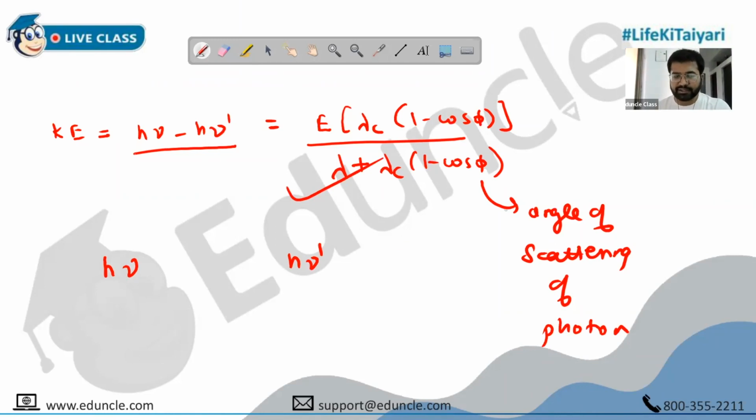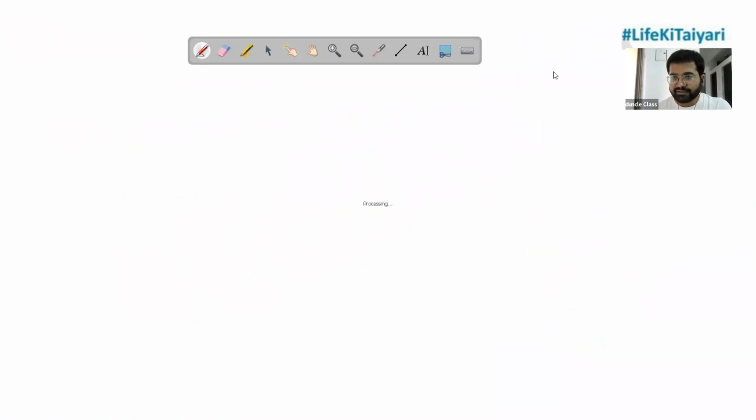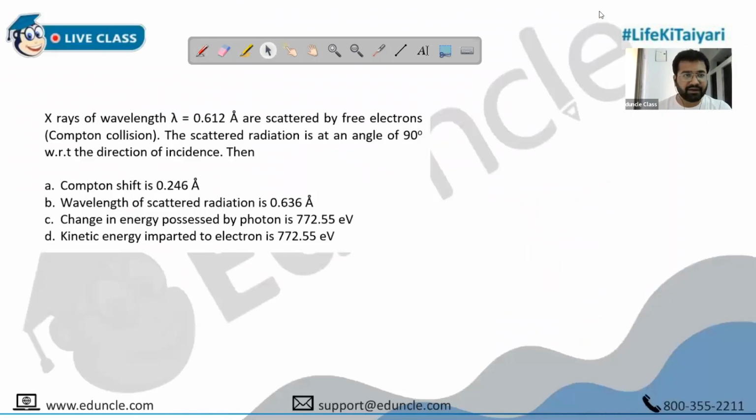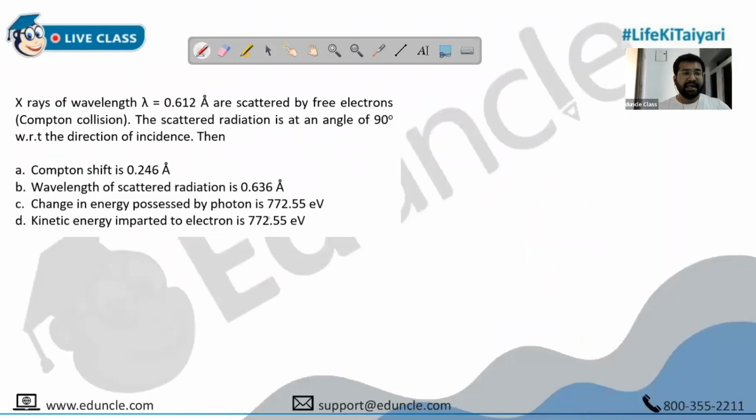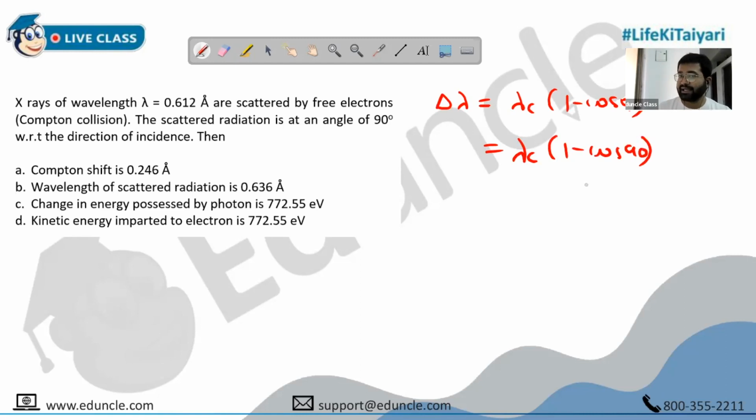I have to take another numerical, but still, let's take another question. This is a good question where I think everything I have tried to cover comes up. X-rays of wavelength lambda 0.612 angstroms are scattered by free electrons, basically Compton collision. The scattered radiation is at an angle of 90 degrees. Compton shift is lambda C into 1 minus cos phi. Phi is again 90 degrees, so it will be lambda C into 1 minus cos 90. Cos 90 is 0, so this is just lambda C, which is 0.024 angstroms.